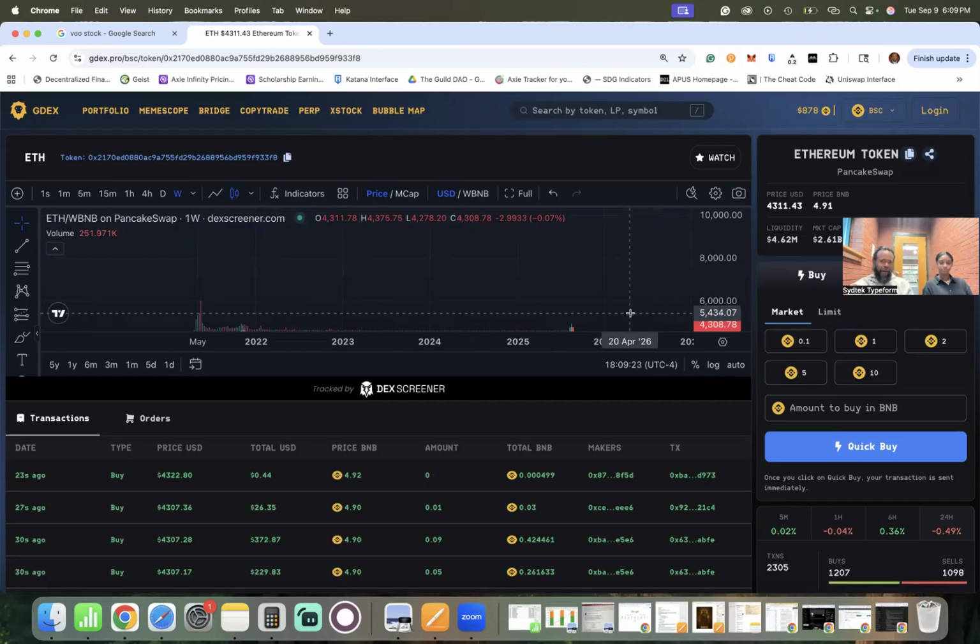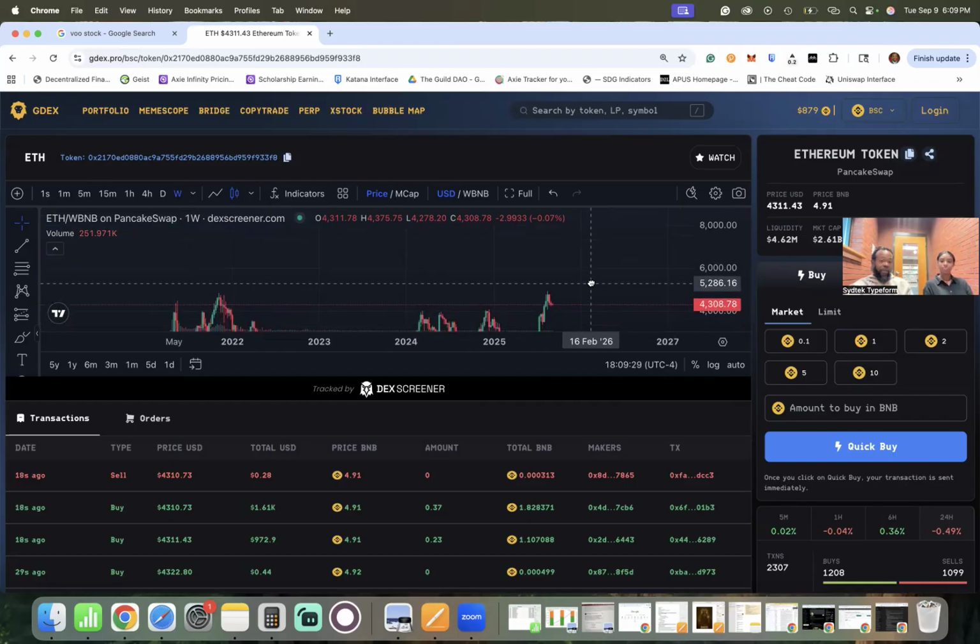I'd say you hit about 5,000-something and then consolidate again right here. So this is a previous resistance. So this is good. This is previous resistance, 4,960.